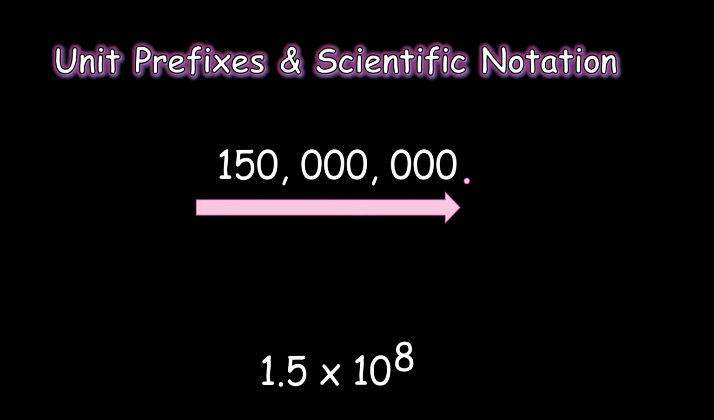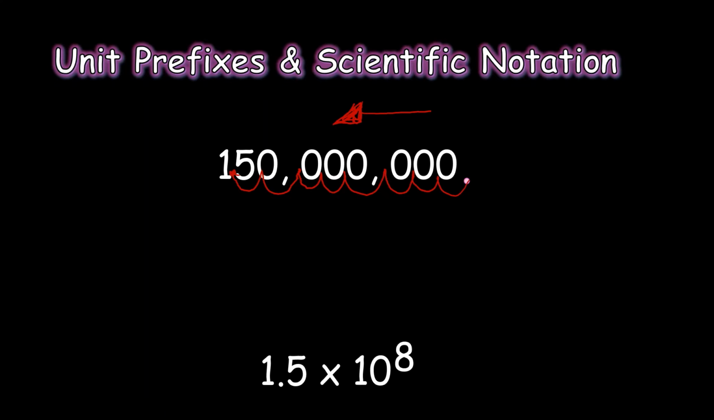and the 5. So we're going to go to the left 1, 2, 3, 4, 5, 6, 7, 8 to the right. And therefore we're going to end up with 1.5. And since we went 8 to the right, that's going to be a positive exponent, and it's going to be 10 to the 8th power. So we're going to have 1.5 times 10 to the 8th power.